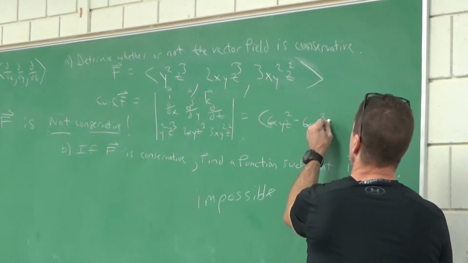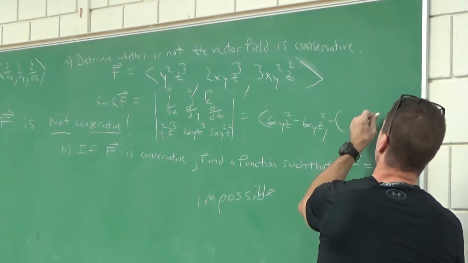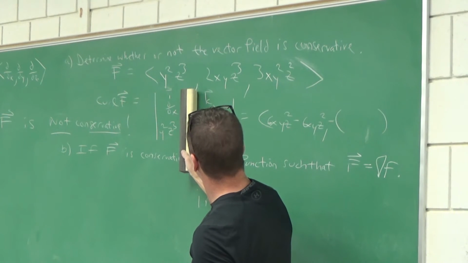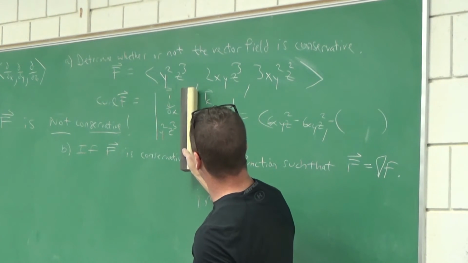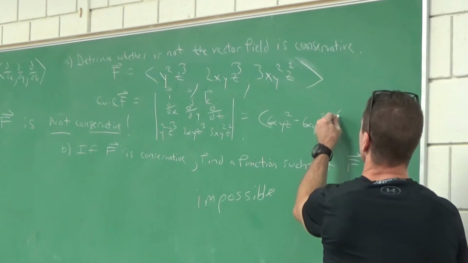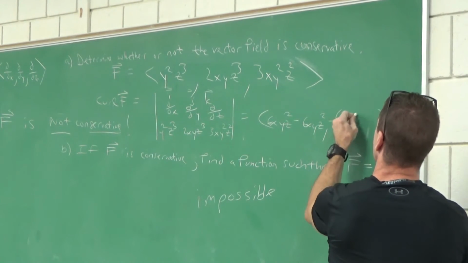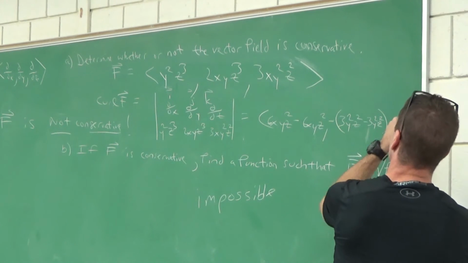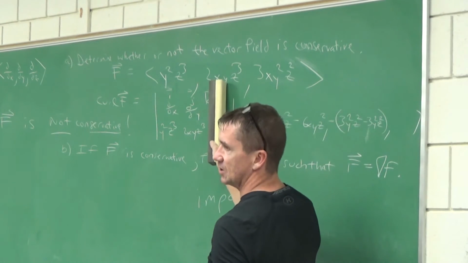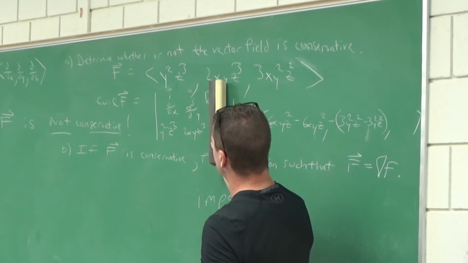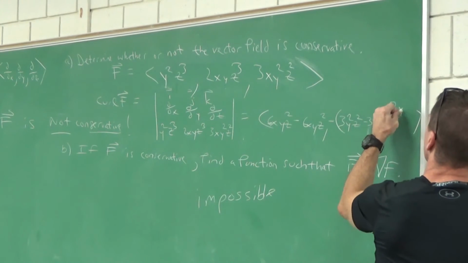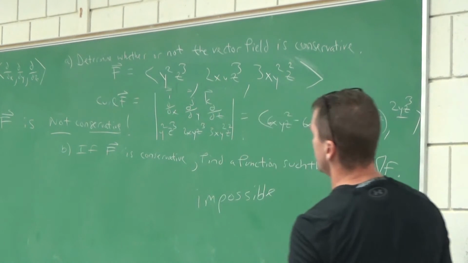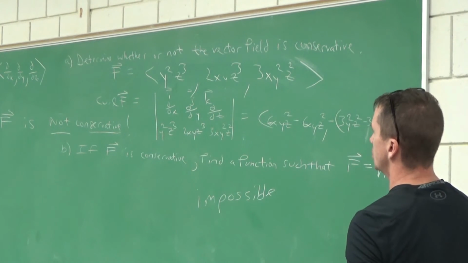Wipe out the first column and get the first component. For the middle component, I'm going to put the negative. And what do you get? Negative 3y squared z squared minus 3y squared z squared, which is also 0, I agree. And how about this last component? I'll wipe out that one. 2yz cubed, 2yz cubed. Subtract 2yz cubed.